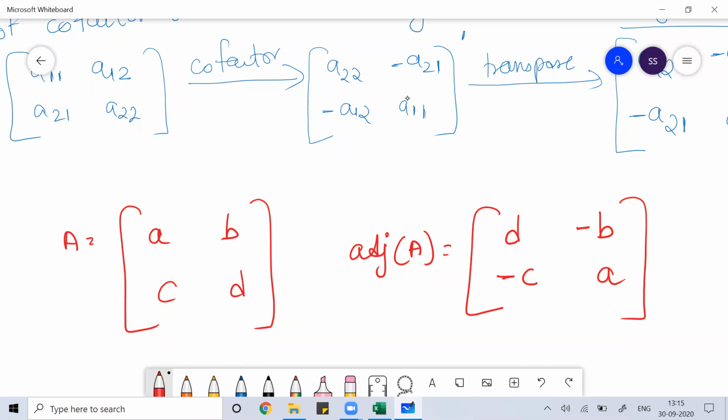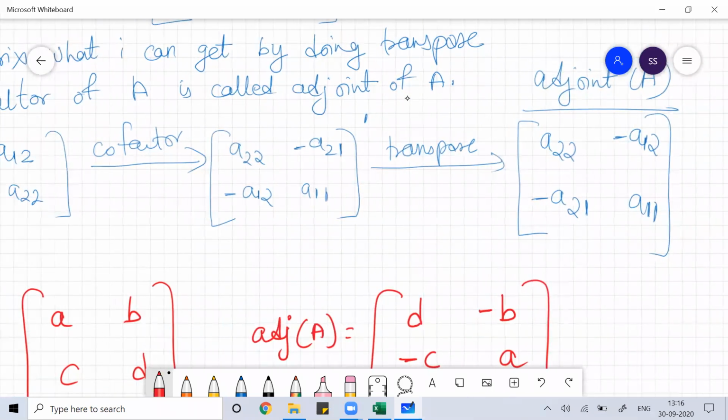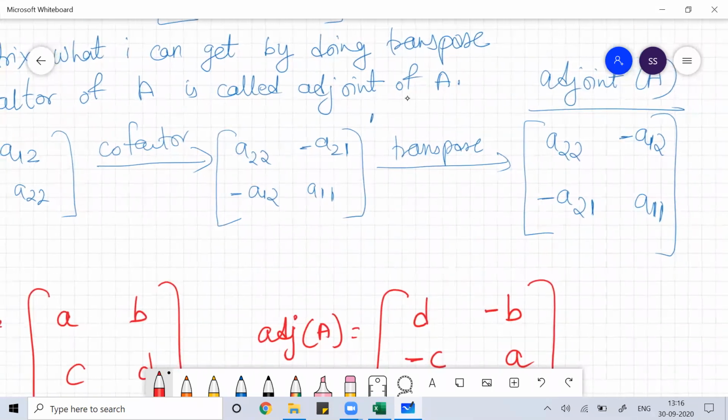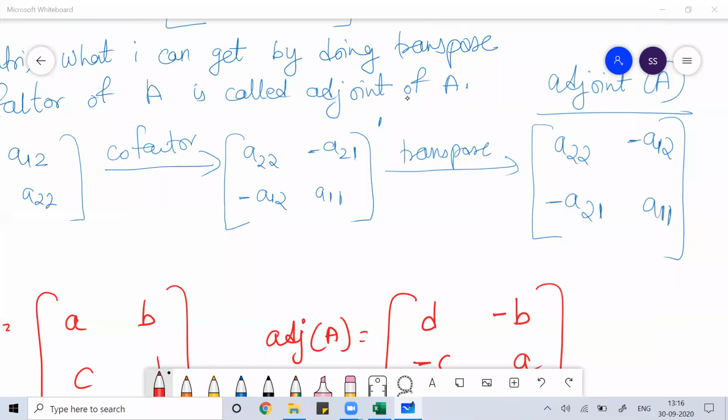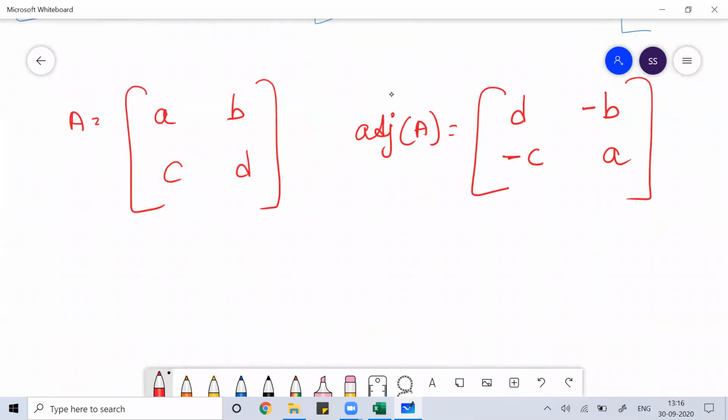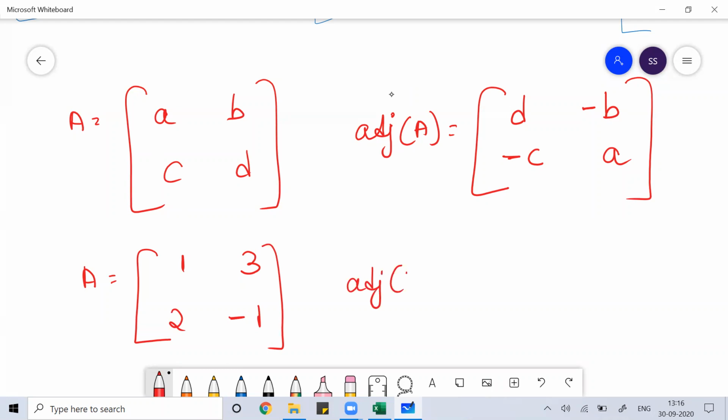So this is the formula of the adjoint of A. If I ask you, suppose there's a matrix 1, 3, minus 1, what is the adjoint of A? The adjoint of A is minus 1, 1, minus 3, minus 2. This is the adjoint of A.